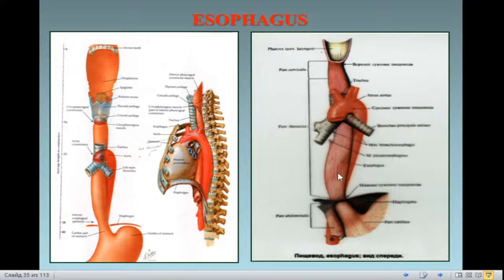All along it has constrictions, because some organs neighboring the esophagus cause the appearance of these constrictions. So there are the cervical constriction, then aortic, bronchial constriction, diaphragmatic or phrenic constriction, and cardiac, because the initialmost part of the stomach is called cardia.